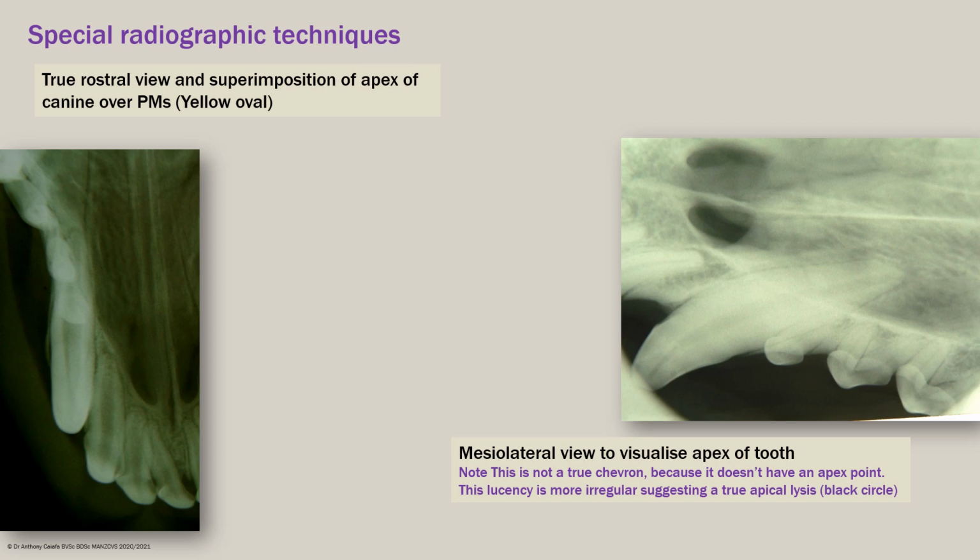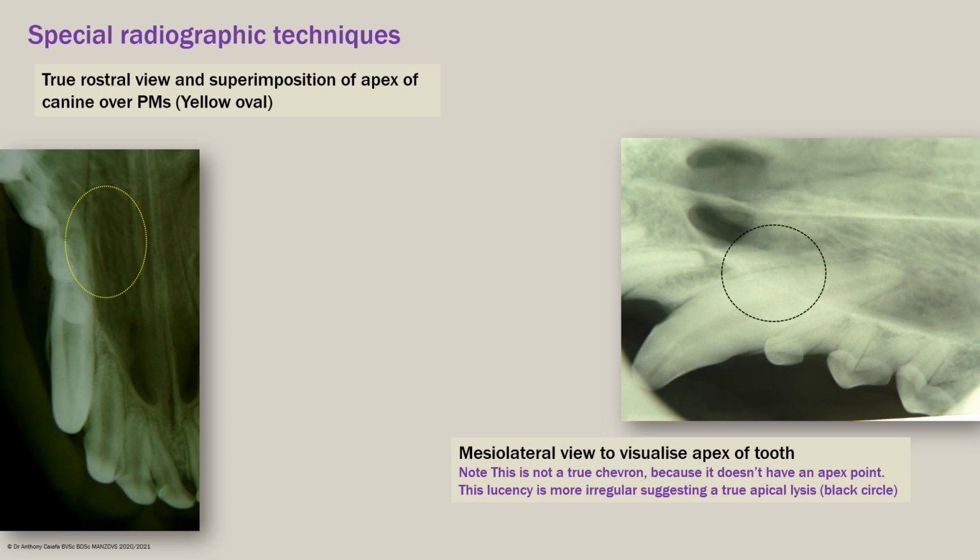Sometimes we have to resort to special radiographic techniques such as the tube shift technique, and this allows us to push the apices of teeth away from anatomical structures or away from other teeth. If you look at the image on the left-hand side, we have the apex of tooth 104 superimposed over premolar 2, and therefore it's difficult to visualize the apex of that tooth.